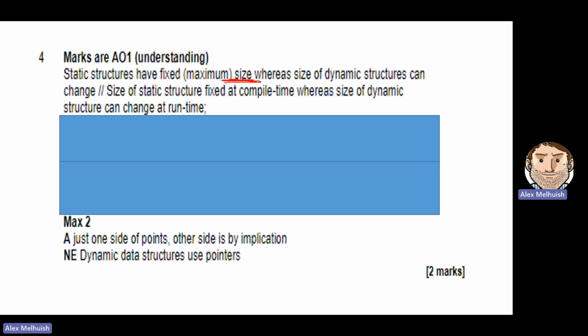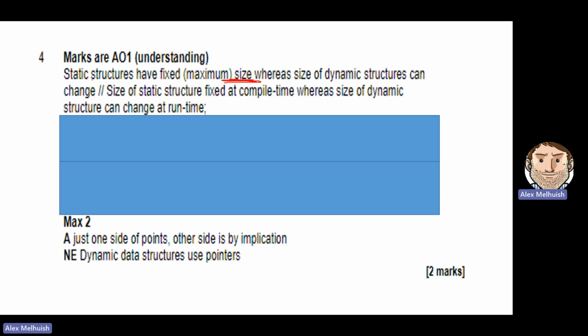So I think size is the word you really want to be using there, and not leaving it open to interpretation. That's always the word that will appear in the mark schemes for these kind of questions. So most people said the obvious one. So the static structures have a maximum size, and you get 1 mark for just saying something along those lines, whereas the dynamic data structures can change.